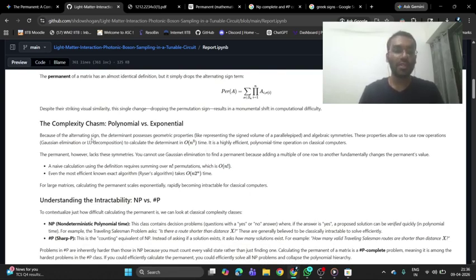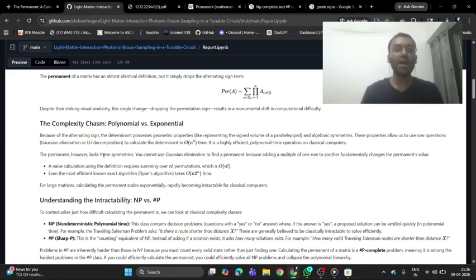Polynomial versus exponential. Because of the alternating sign, the determinant possesses geometrical properties like representing the signed volume of a parallelepiped and algebraic symmetries. These properties allow us to use row operations, that is, Gaussian elimination or LU decomposition, to calculate the determinant in n cubed time. It is a highly efficient polynomial time operation on classical computers.